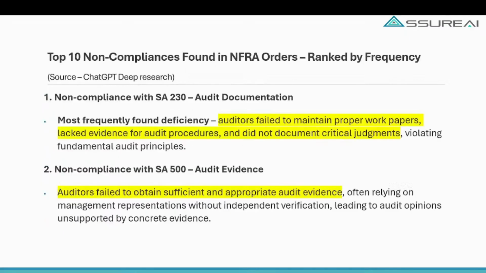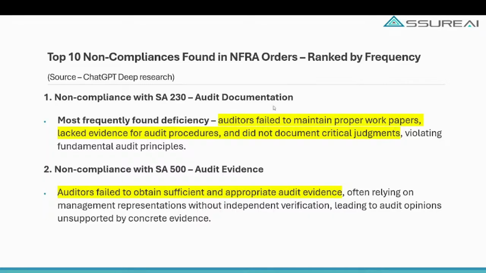So the next one is, what are the non-compliances? We again used ChatGPT for this purpose. We did a deep research in ChatGPT: what are the top 10 non-compliances in NFRA orders? It scanned all the NFRA orders which are available in the portal, and it has come out with the top 10. Number one being, auditors failed to maintain proper work papers, lacked evidence for audit procedures, and did not document critical judgment. This is the number one defect that is pointed out in NFRA orders.